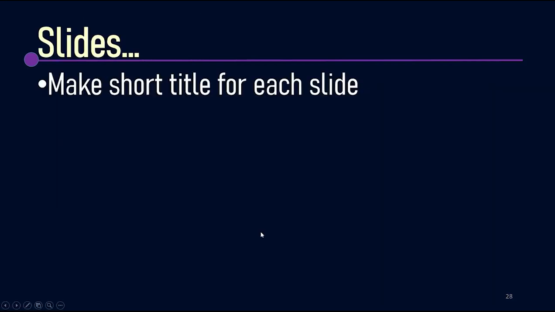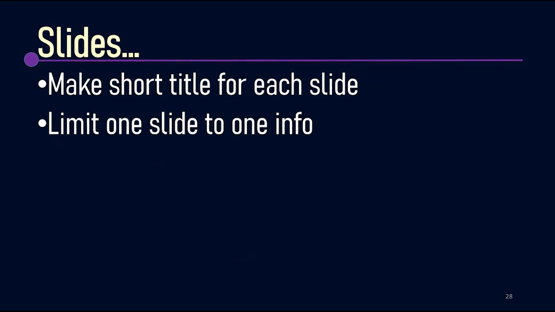Every slide should have a short title and limit one slide to one piece of information. In one slide, you should not have clinical presentation, diagnosis, imaging, and treatment. No, one slide should have one piece of information, and follow a rule of six. In every slide there should not be more than six bullets, and as far as possible, it's not 100%, there should not be more than 7 words in a bullet.